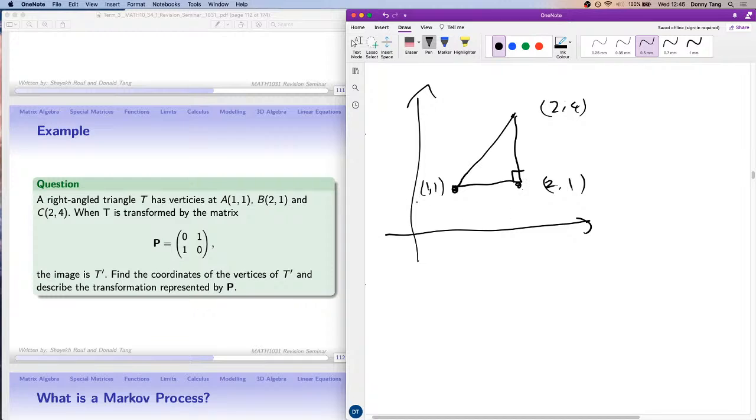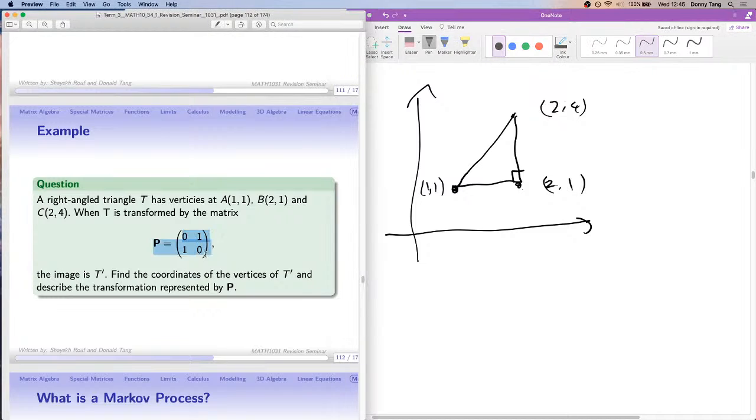It's a right-angled triangle. And they're asking you, what are the coordinates of the vertices when you apply P onto it? This question is fairly straightforward, and the transformation matrix is actually very simple. It's just (0, 1, 1, 0), right? So it looks like the identity matrix, but it isn't. It's everything flipped around.